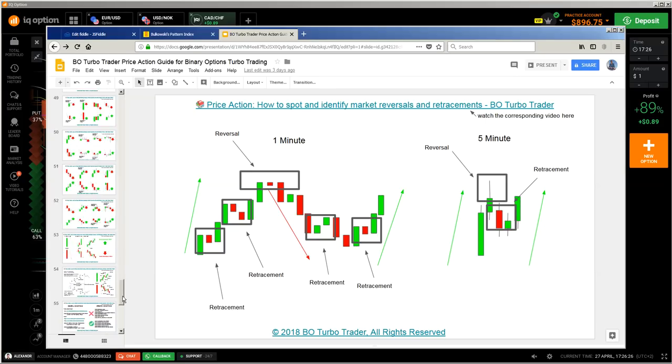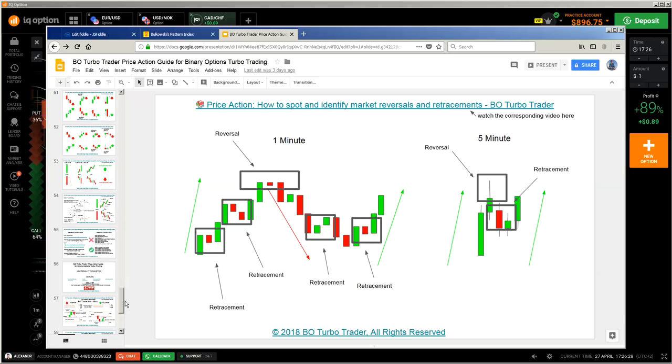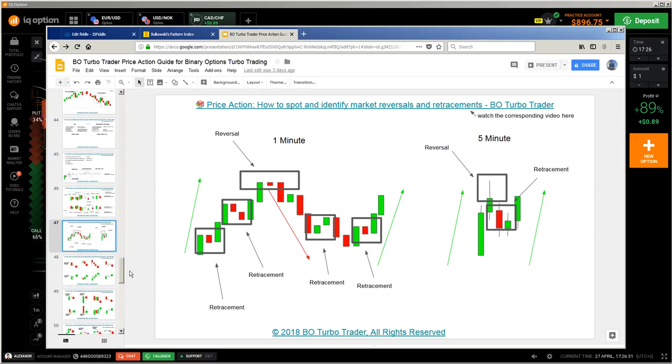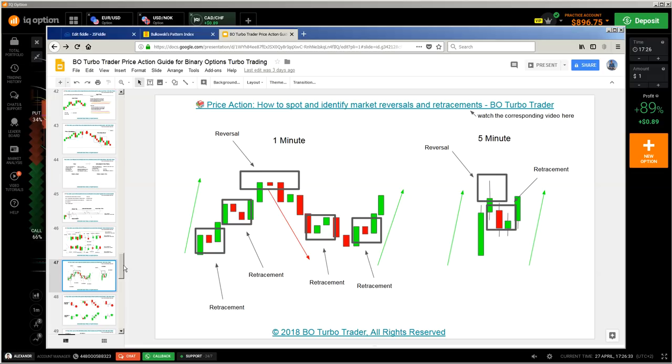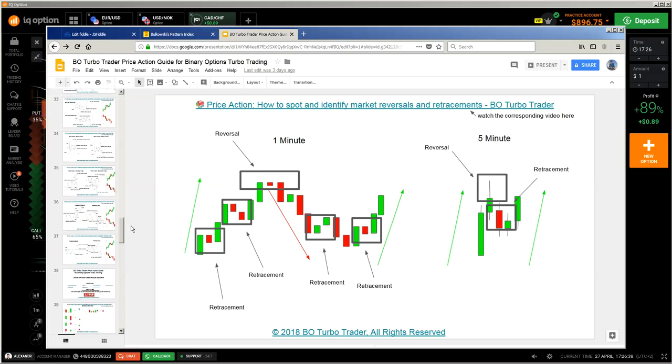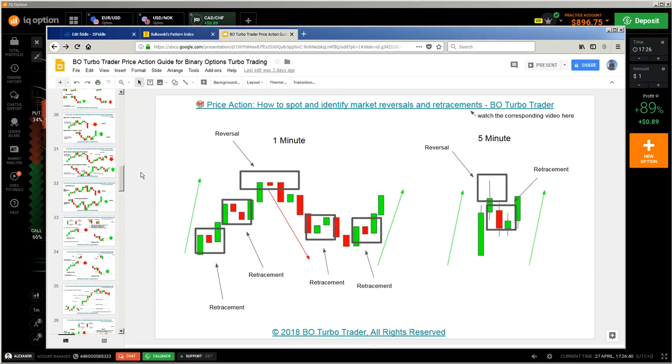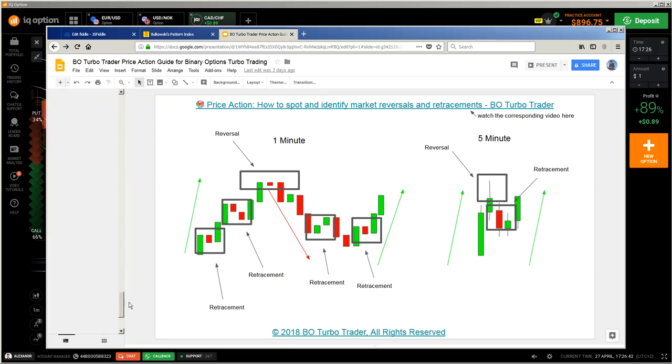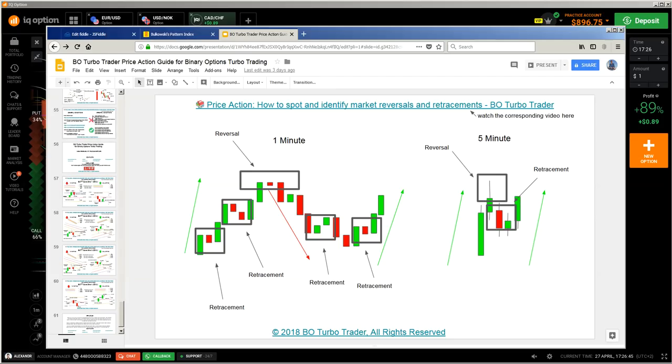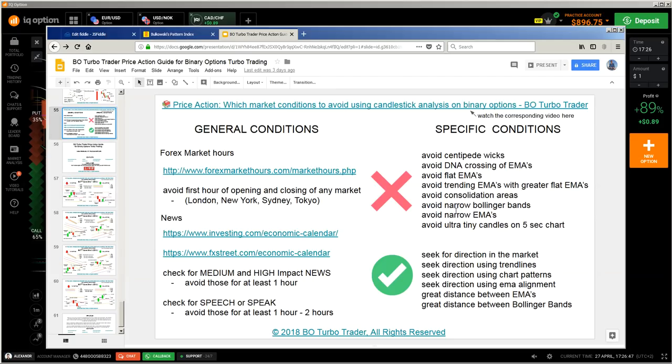So let me show you this. In this video, for example, what was it? I have talked about so many things. Let me see, where is it? About this one. Here in this video, I have explained what to avoid. You see, that was something like a centipede and consolidation area. Here: avoid consolidation areas and centipede wicks, and what you have to search for.